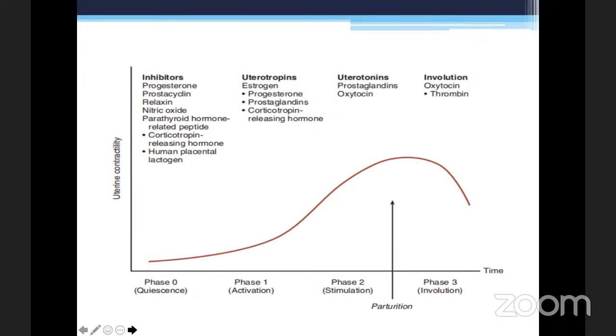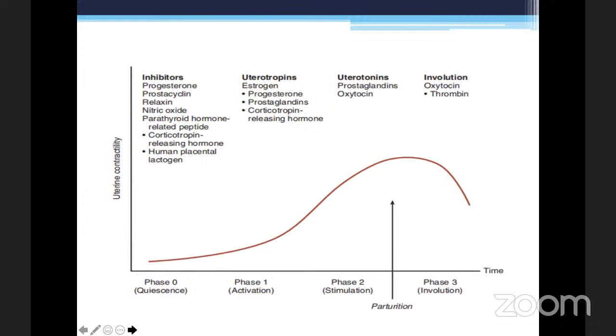And the activation phase, which is phase 2, estrogen would begin to facilitate expression of myometrial receptors for prostaglandins and oxytocin, which results in ion channel activation, and this would increase the gap junctions. Increased gap junctions between the myometrial cells would facilitate the contraction of the uterus. Also, the activation phase directs the uterus for the stimulation phase. In humans, normally this process would occur over days to weeks.